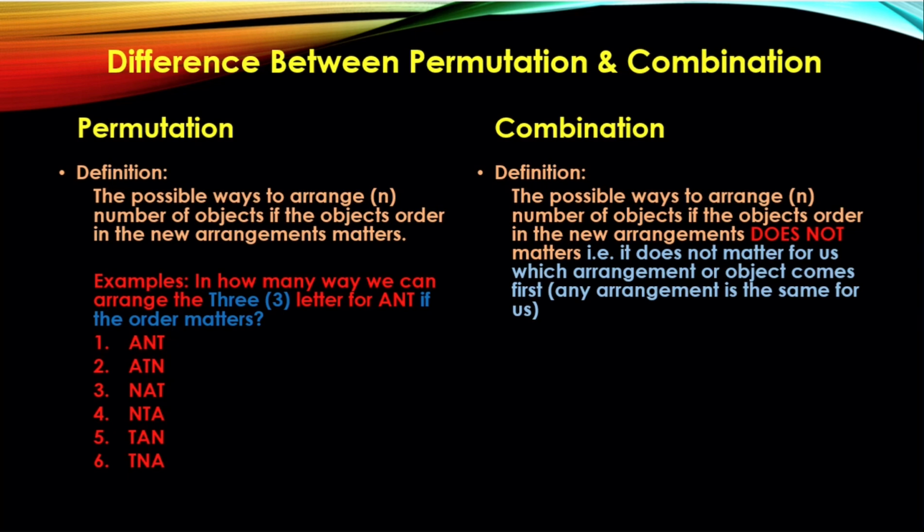For example, assume this is a locker pin which will open the locker. If you put it in this order, it will open. If you put it in this order, it will not open. So here the order matters. This is a permutation case. Also, we can start with N: N, A, T, then N, T, A. Then we can start with T, with two options, TAN and TNA. So I have six orders here.